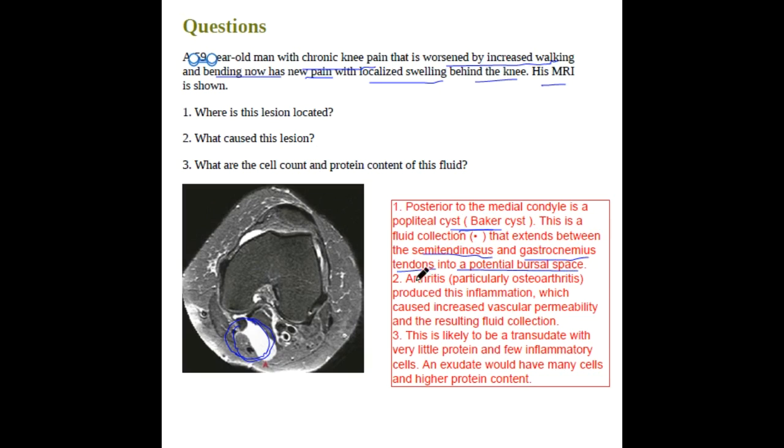This is mainly caused by arthritis. What are the cell counts and protein content in the fluid? This is a transudate, so obviously the protein content will be very low and few inflammatory cells are present.